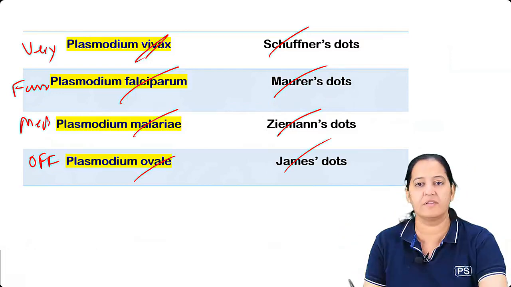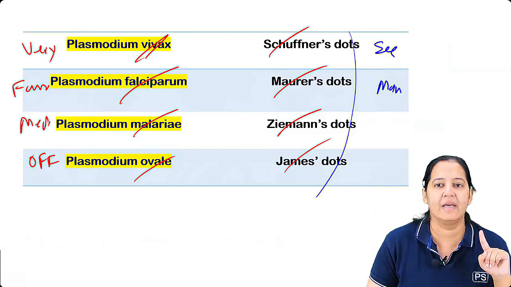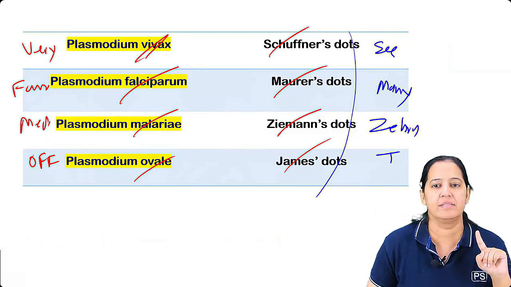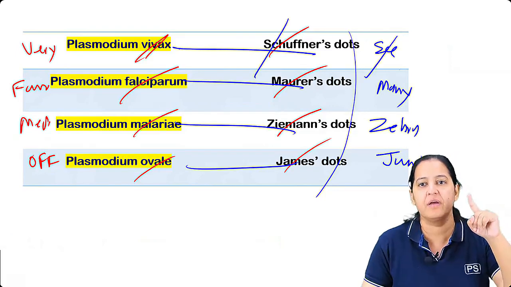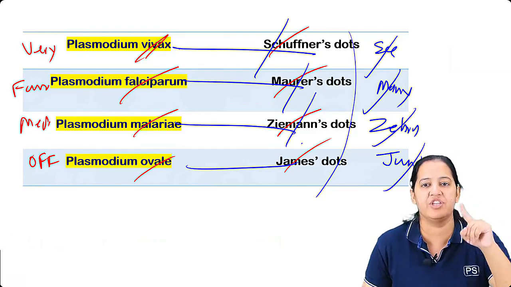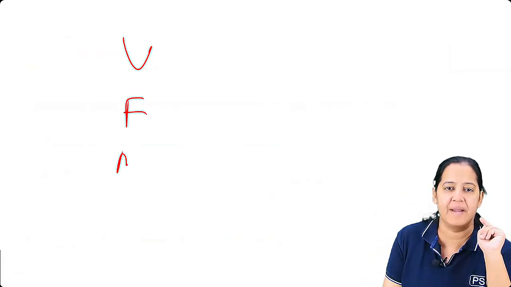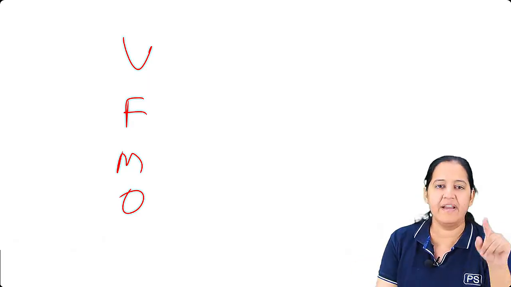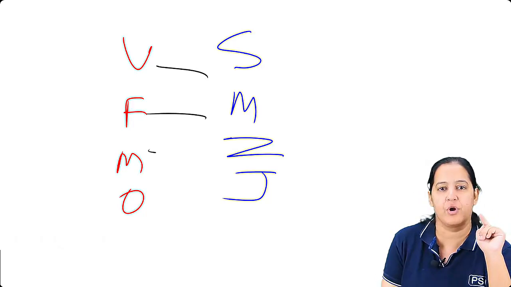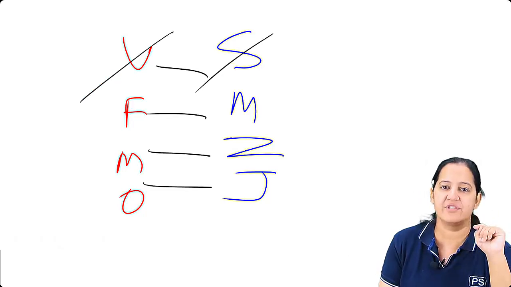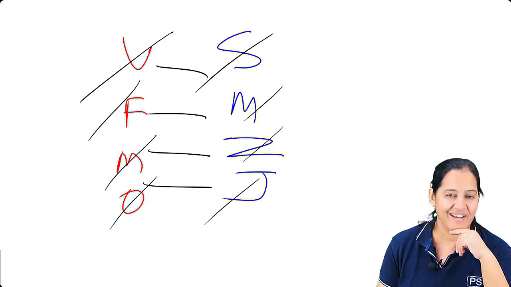Hannah, now let me tell you the other mnemonic for the dots. In the dots, we have the mnemonic: See many zebra in the jungle. See many zebra in the jungle. Now do match the column. Do match the column like this. S stands for Schüffner, M for Maurer, Z for Ziemann, J for James. Say yes. So I write like this. I always write very fantastic medical officer on one side, and I write see many zebra jungle on the other side, and I just do the match the column. So I mean to say Vivax has Schüffner, Falciparum has Maurer, Malariae has Ziemann, and Ovale has James.